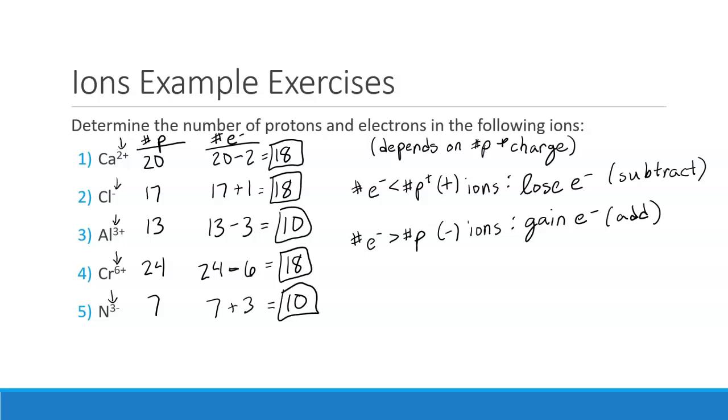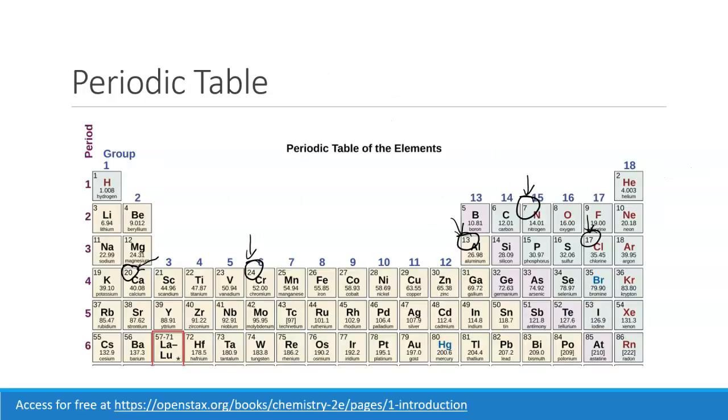And if you notice, most of those numbers are either 10 or 18. If you are dealing with main group elements, typically the number of electrons should match one of the atomic numbers in the last column of the periodic table. So if you notice, neon is 10 and argon is 18, and all of our answers are either 10 or 18.